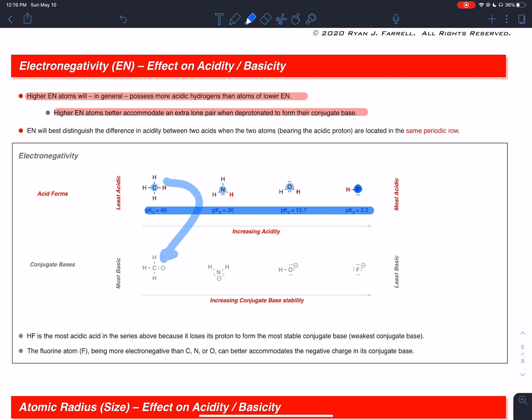CH4 is deprotonated to form CH3-. NH3 is deprotonated to form NH2-. H2O is deprotonated to form OH-. Lastly, HF is deprotonated to form F-.